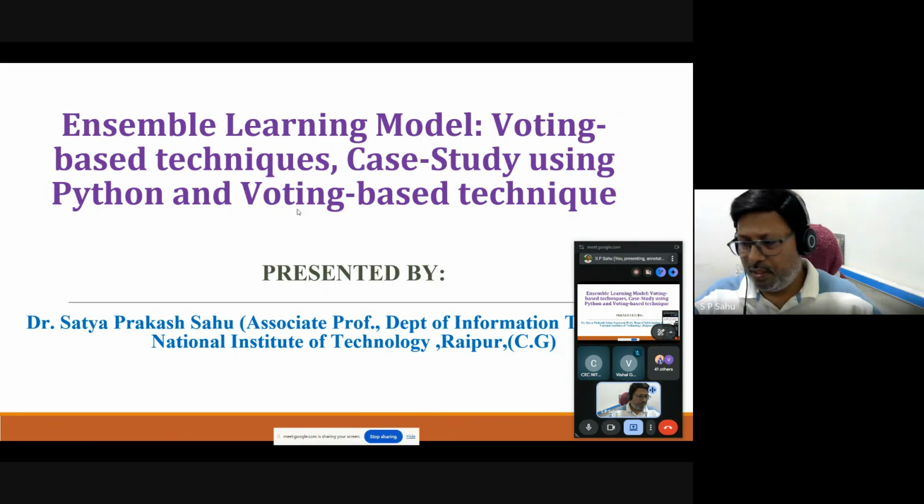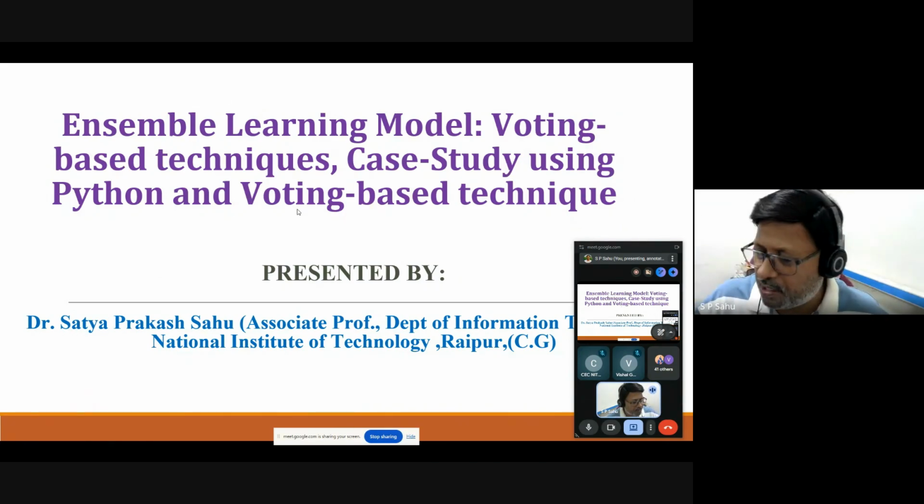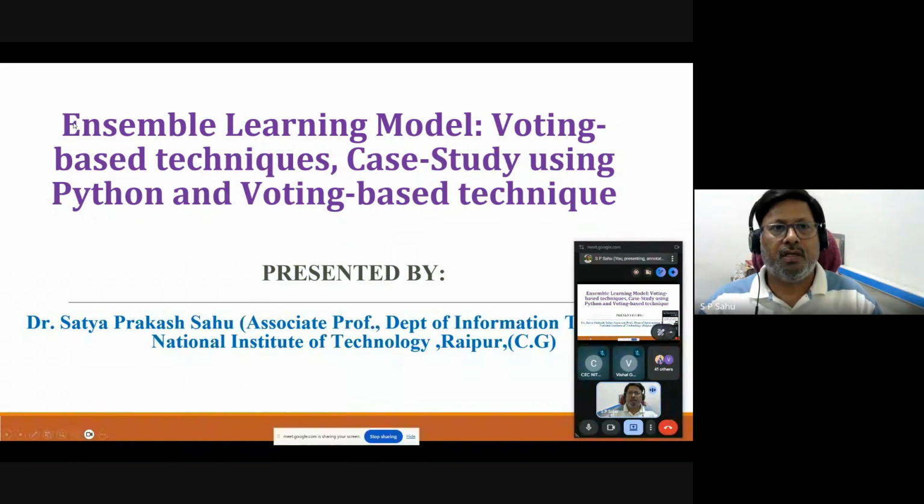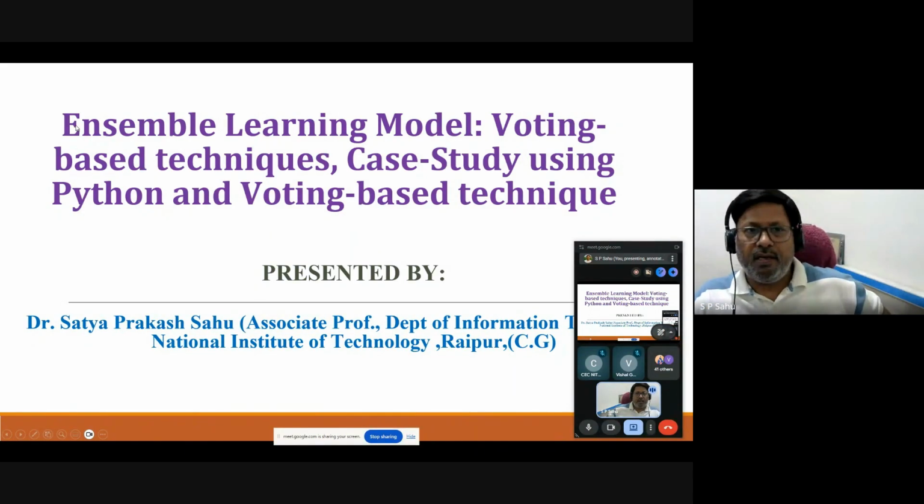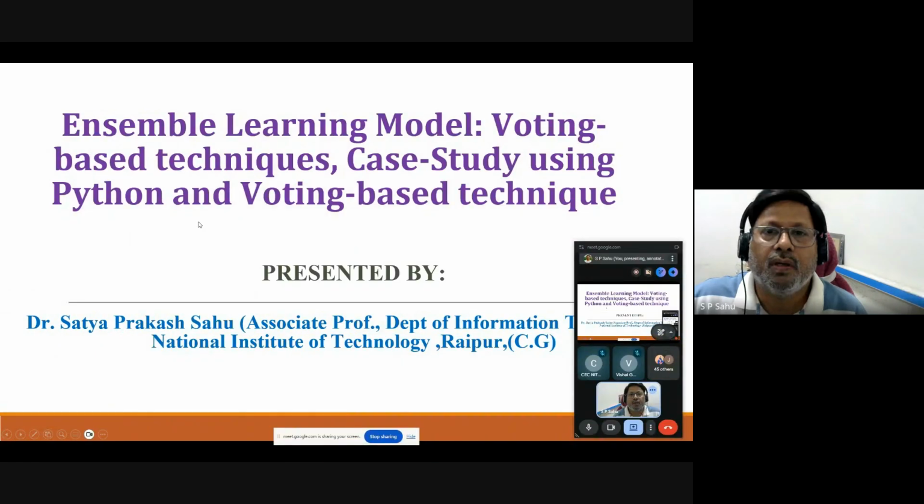This is a very simple and very interesting topic in the machine learning workshop and machine learning subject. Again, good afternoon to you all. Now I will give the session on ensemble learning, and basically focus on voting based machine learning or ensemble learning models, and the Python voting based technique using some case study or hands on. It will be covered by my scholar, Shri Rahul Mishra. So I will start this.